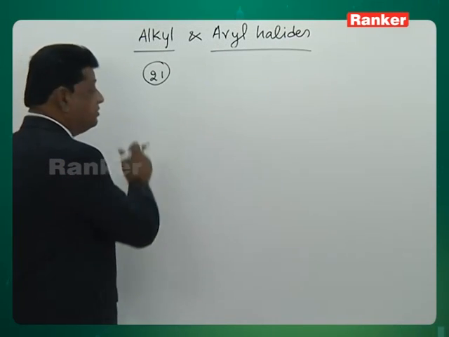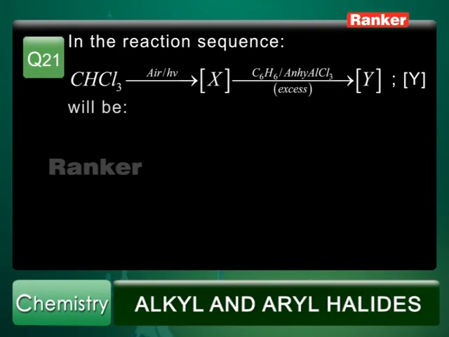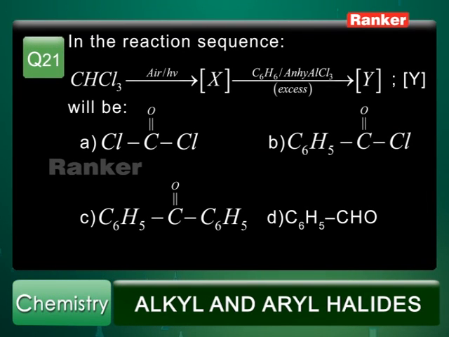So let's go to the next question, 21. In the reaction sequence, chloroform is treated with atmospheric oxygen, that is air, in presence of light. So the reaction gives product X. That X is treated with benzene in presence of anhydrous aluminum chloride. Then Y is formed. What is compound Y he is asking.